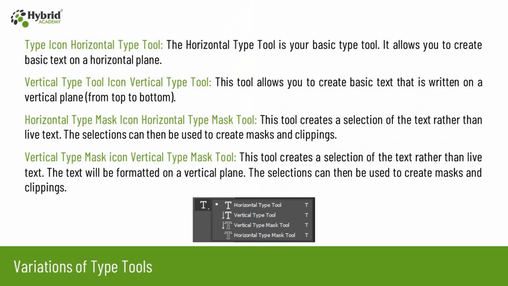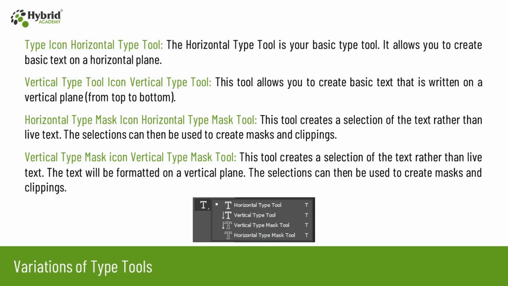The 4 different variations of the type tool are as follows. First is the type icon, which is for the horizontal type tool. The horizontal type tool is your basic type tool and it allows you to create basic text on a horizontal plane. Vertical type tool icon, which is the vertical type tool. This allows you to create basic text that is written on a vertical plane from top to bottom.